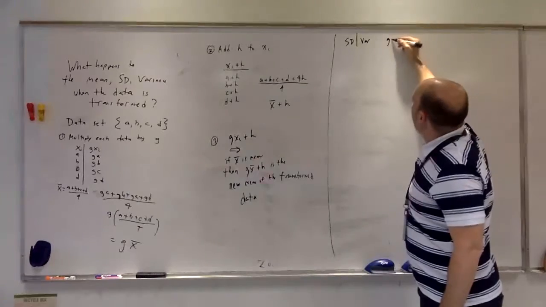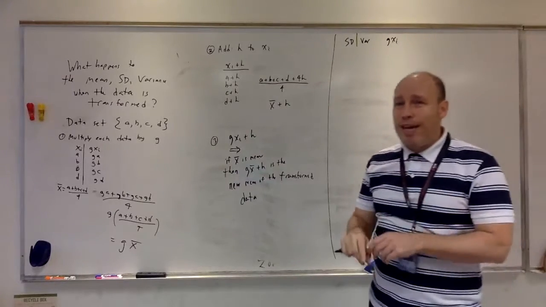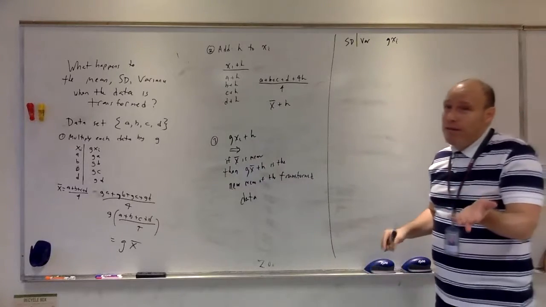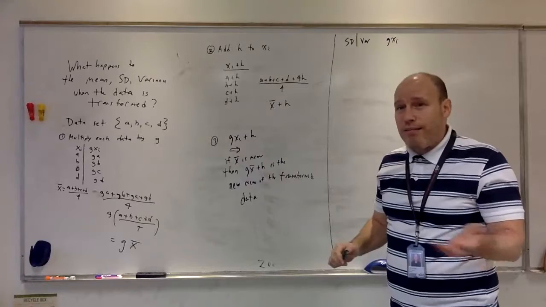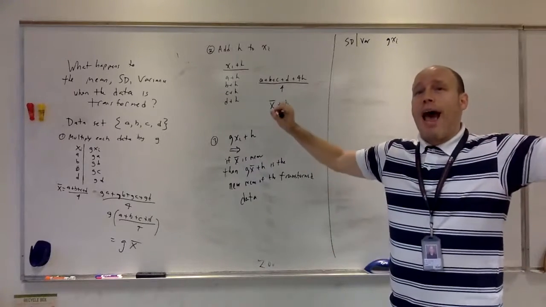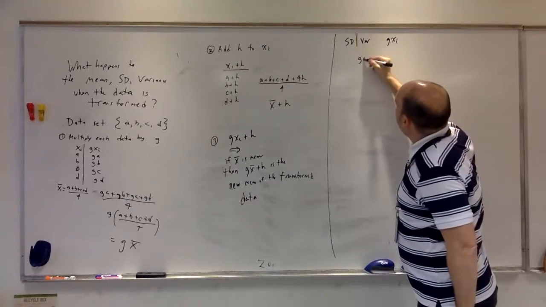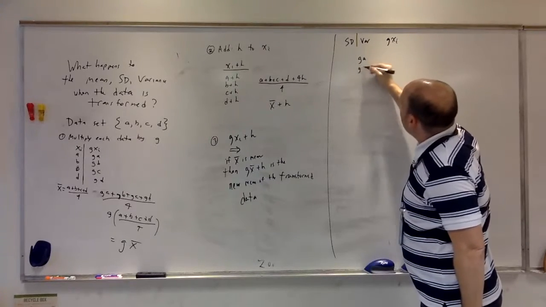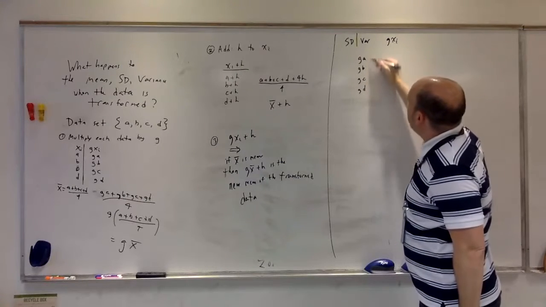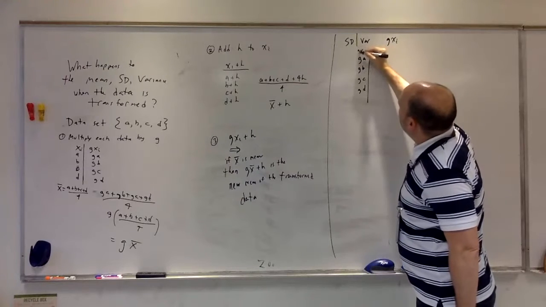So we want to look at gx. We want to look at what happens to the standard deviation and variance when we multiply all the data by g. It's like a vertical stretch, right? Yeah, no, it's a horizontal stretch because we're pulling our data out, right? So let's see. We have ga, gb, gc, gd. Okay, that's the data.